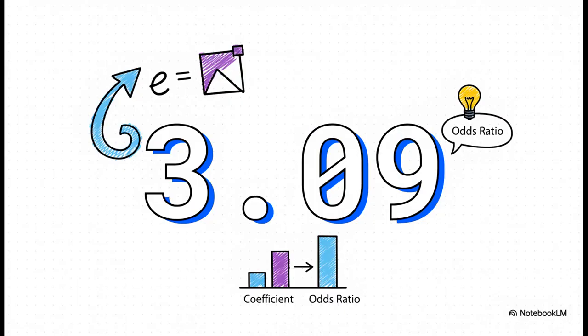And here's how we translate it. We just take e, that mathematical constant, don't worry too much about it, and raise it to the power of our coefficient. So for practice exams, the coefficient was 1.13. We calculate e to the power of 1.13, and boom, we get 3.09. This new number is called an odds ratio, and this is something we can actually work with.